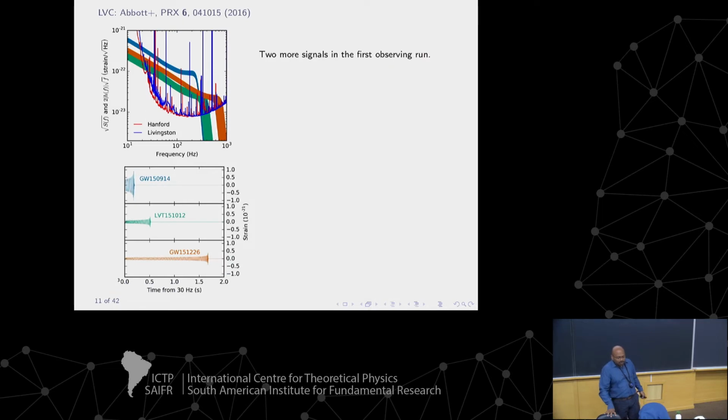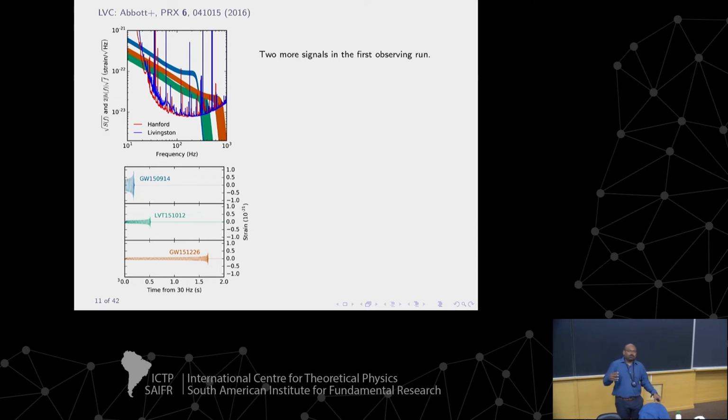We already had 2 more signals in the first observing run, and one thing I'd like to point out here is that signals which are of lower mass, lighter signals, they merge at higher frequencies, so they tend to spend more time in the observable band.